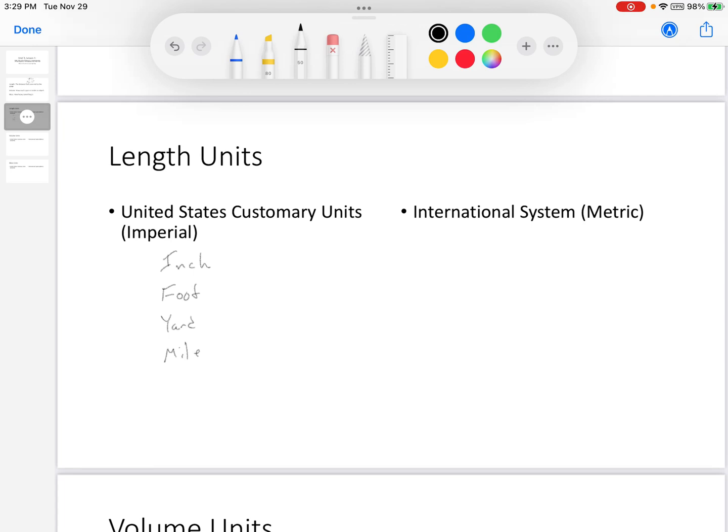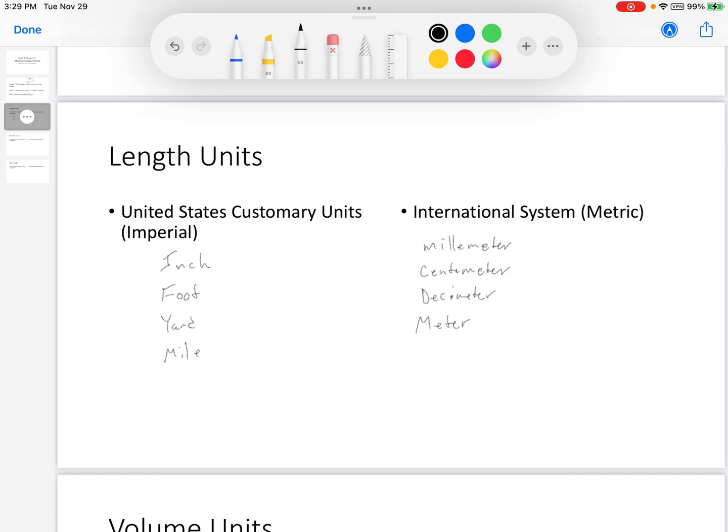In the international system, the standard is a meter. Smaller than a meter is a decimeter. Smaller than a decimeter is a centimeter. Smaller than a centimeter is a millimeter. Smaller than that, you get into nanometers, micrometers, etc. But again, angstroms, these are not units that are commonly used.